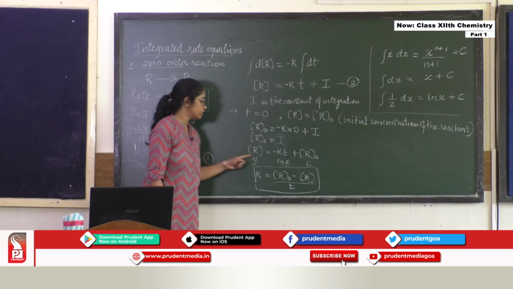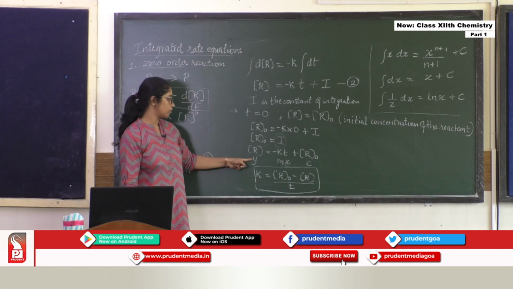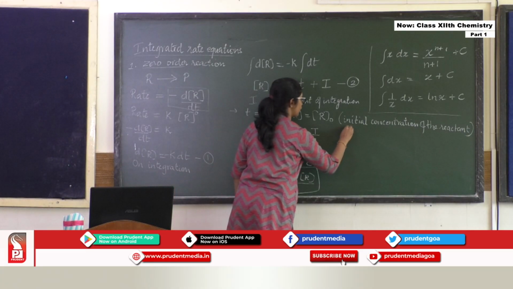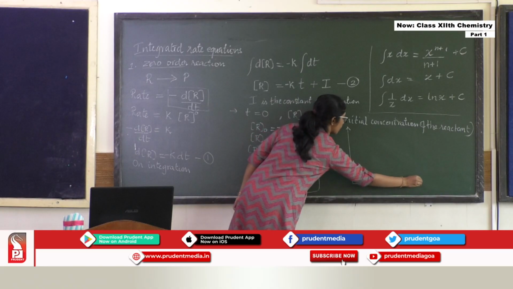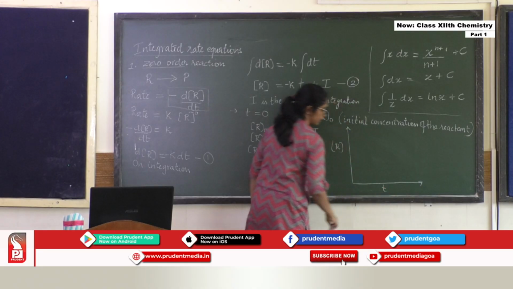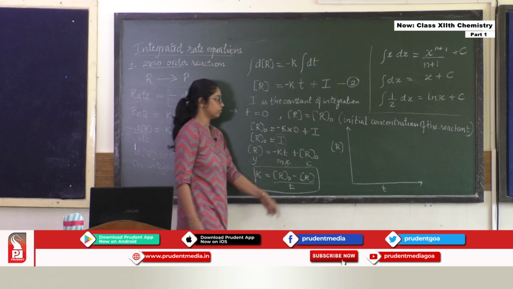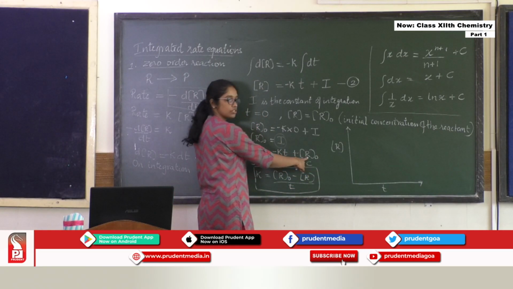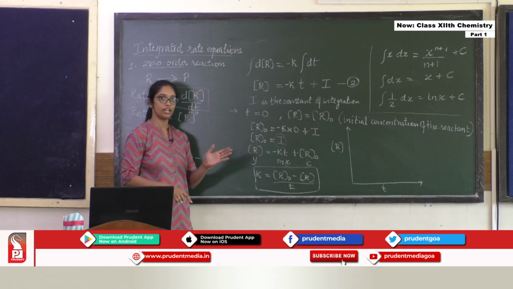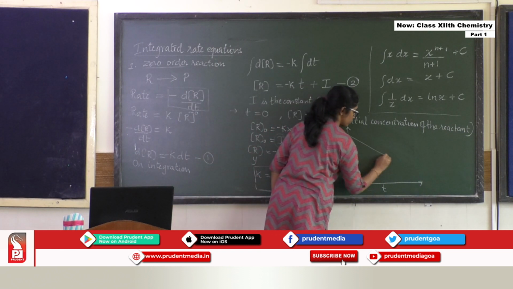Now why have I marked this here? Because we should be able to plot a graph showing the reactant concentration and how it varies with time. So if you have to plot a graph, here you are going to have the reactant concentration and time. Since we have an intercept on the y axis which is R naught, we find that as time increases the concentration of the reactant goes on decreasing. The nature of the graph is going to be this.